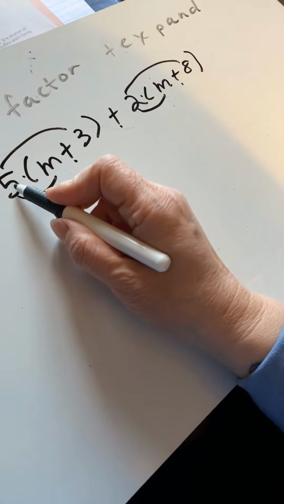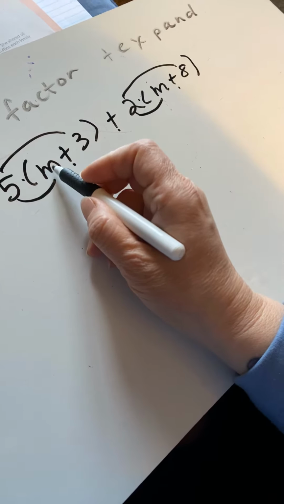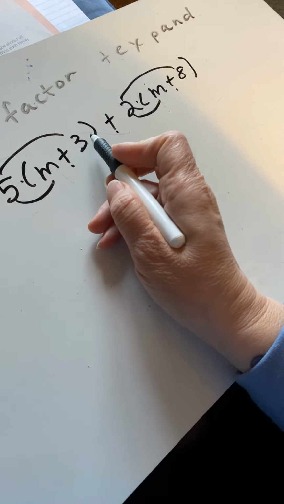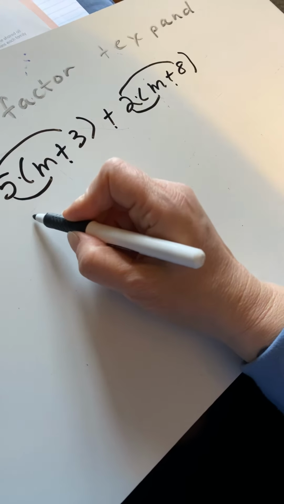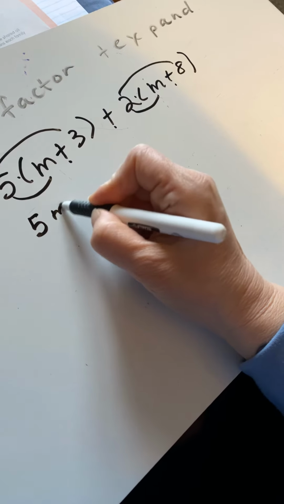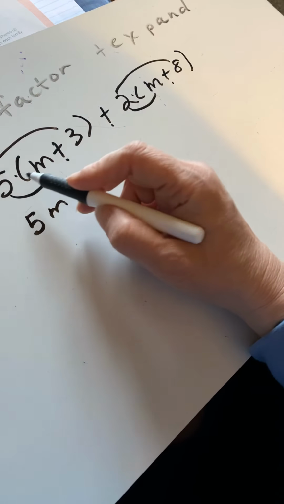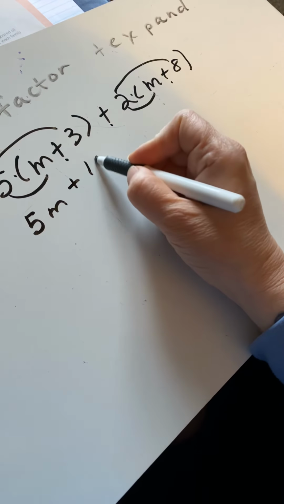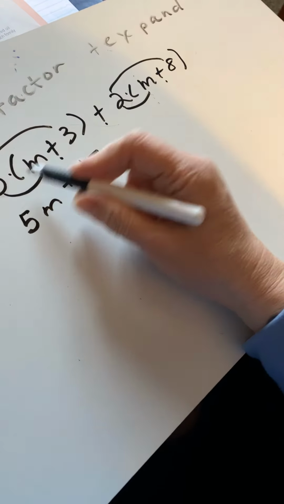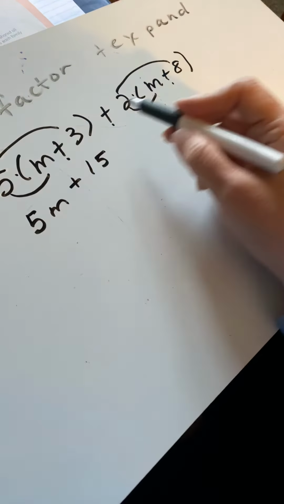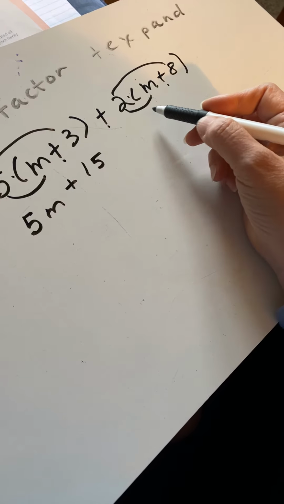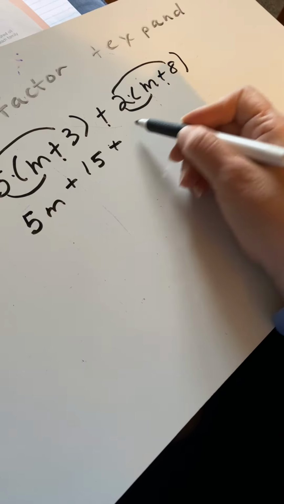So you're actually going to distribute the 5 to the m, and you're going to distribute the 5 to the 3, okay? So this is an I do. So I have 5m. I'm going to keep that symbol the same. 5 times 3 is 15. Okay, I'm working left to right. I'm getting rid of my parentheses, so I'm doing everything I need to do for the order of operations.